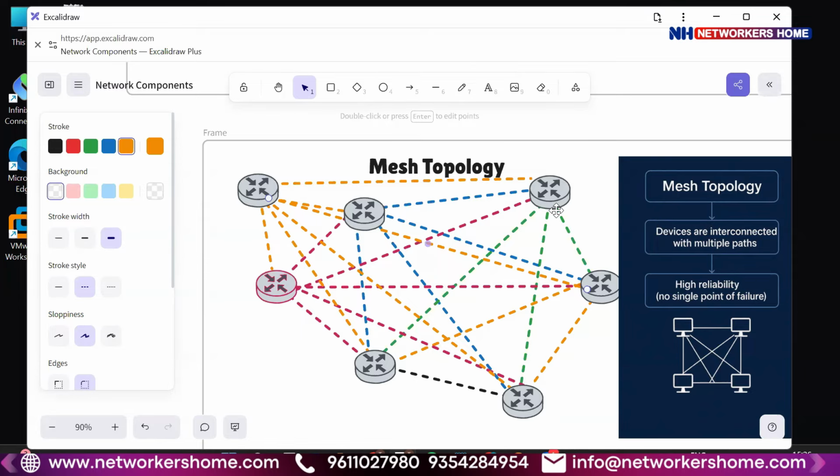But where they use this mesh topology is mostly on the internet side, because we can't afford a network failure. Because of one link, you can't say the network is down. In ISP sites they use mesh topology, but not at the enterprise level. Then you can ask me, what if a link goes down at the enterprise level? For that, we are going to learn redundancy protocols, which I will teach you.